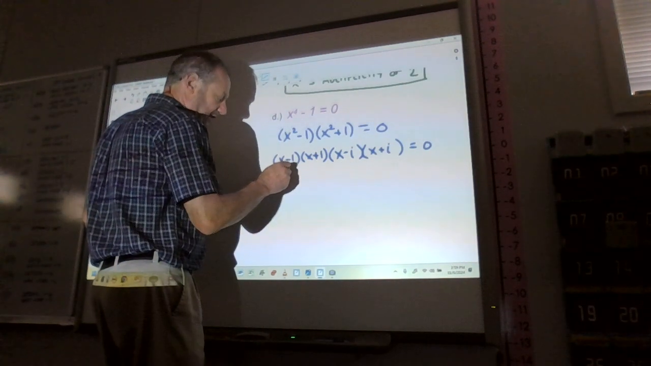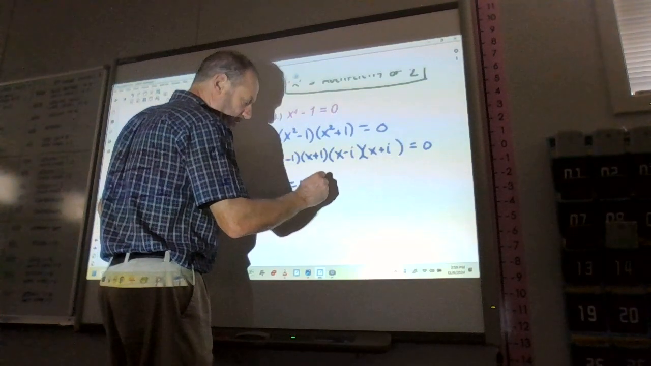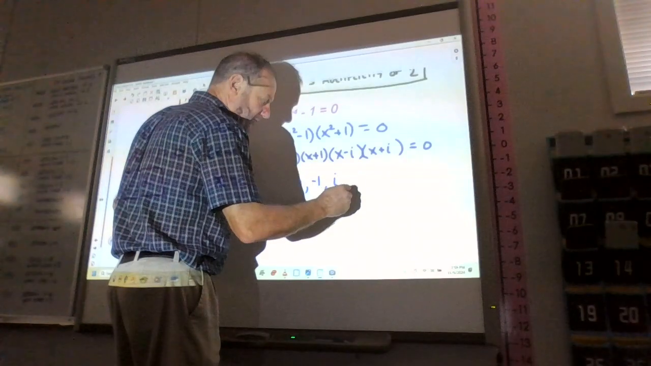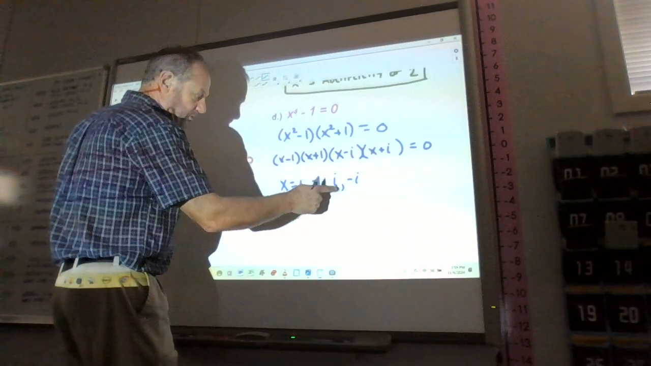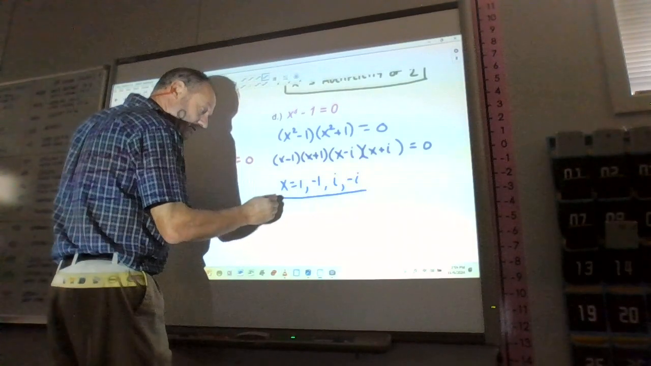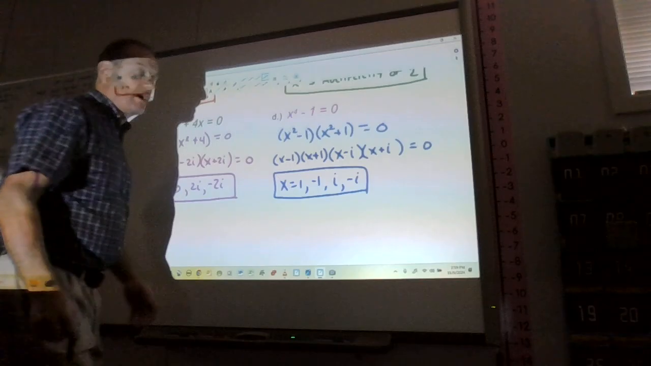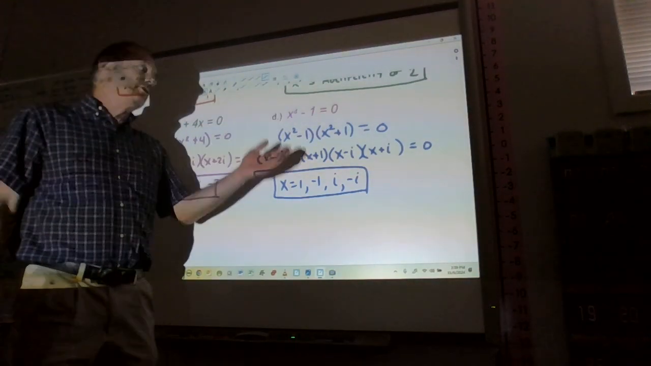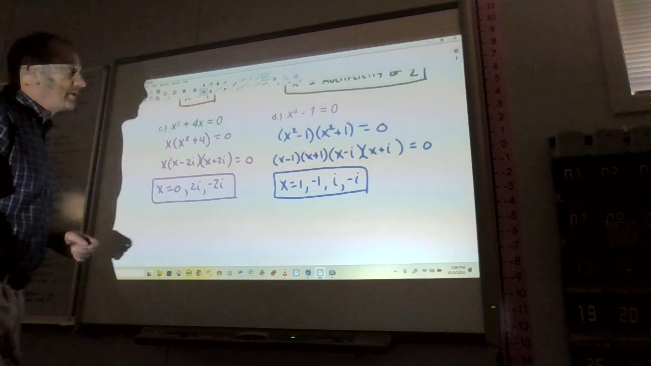Okay, so here I get x is 1, here I get x is negative 1, here I get x is i, and here I get x is negative i. Notice they're a conjugate pair again. One is positive, one's negative. I've got 4 solutions. I've got degree 4. I've found them all. Okay, if you get something that's degree 4 and you only find 2 solutions, you got to keep looking because there's 2 more somewhere.